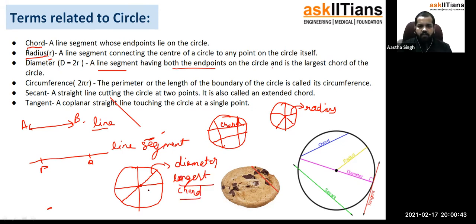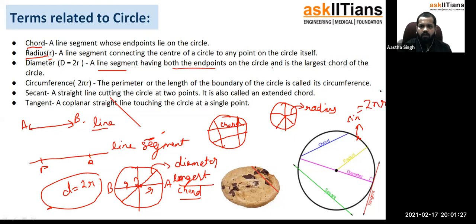So obviously, from this point to your A point is your R, and suppose this AB is your diameter, then OB is also R. So your diameter is equal to 2 times R, 2 times the radius. Remember this, your diameter is 2 times the radius. Circumference: the perimeter, the length of the boundary of the circle, is called circumference. In this diagram, circumference is basically your perimeter. If you want to move from this point to this point again by revolving, your circumference will be formed, and your circumference is equal to 2 pi r, right?